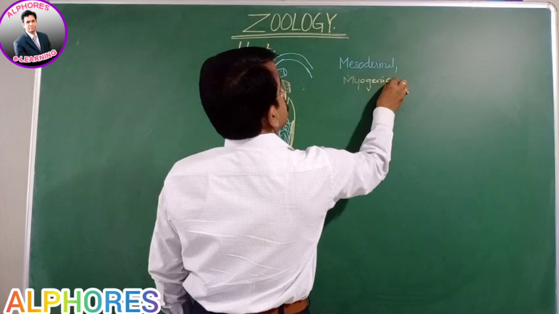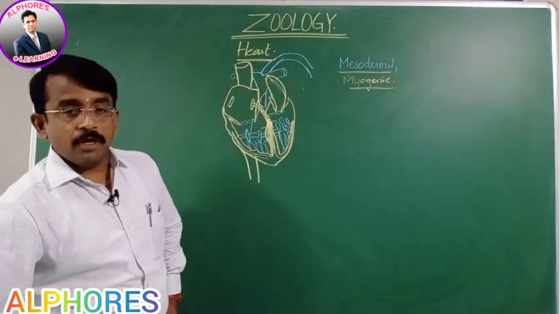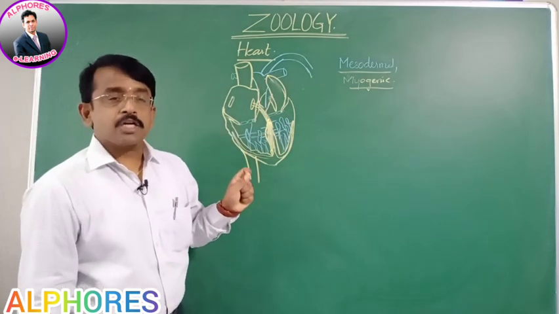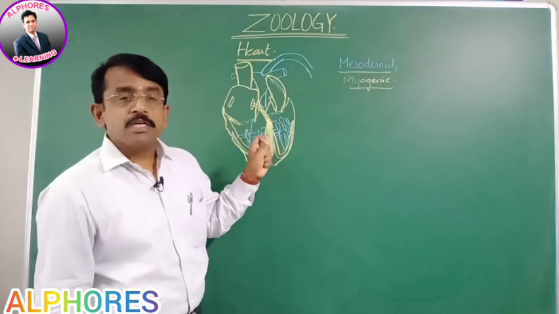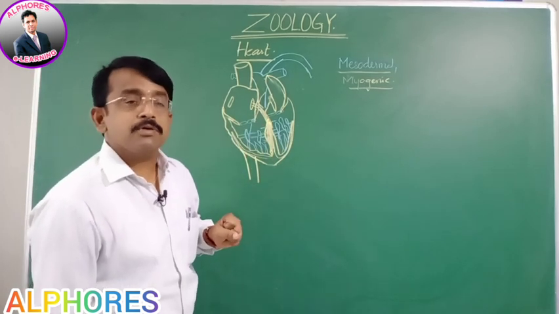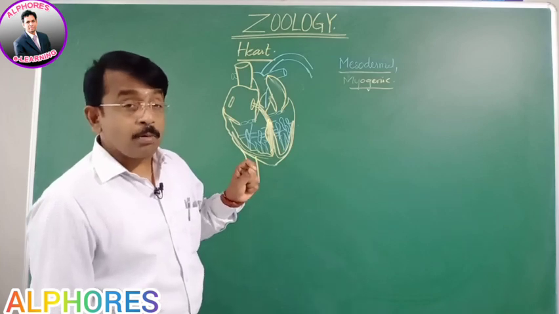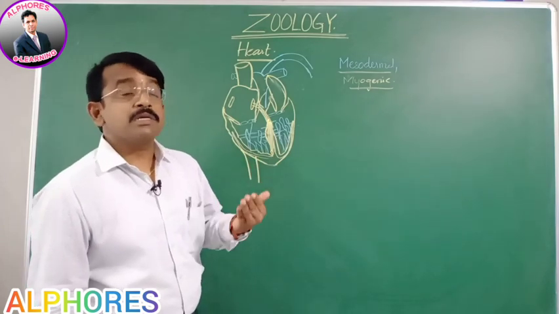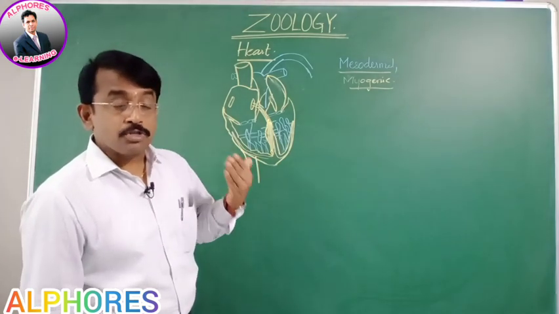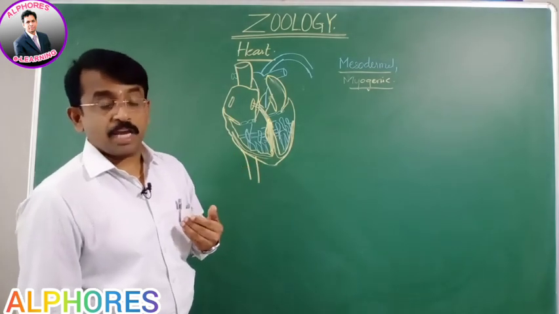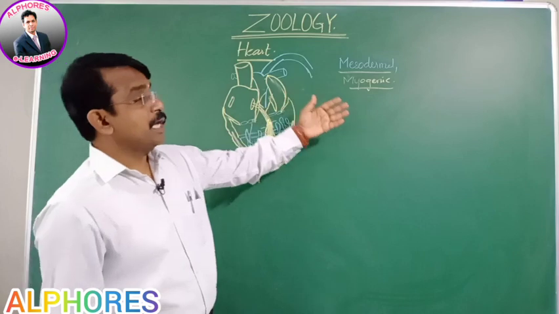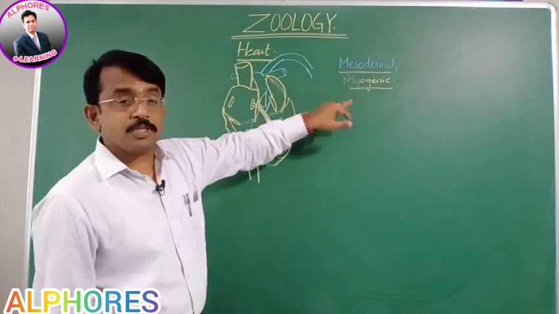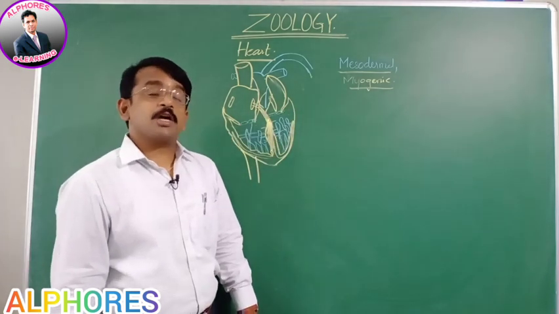We have already discussed that the human heart is muscular. That is, the action potentials are generated by specialized muscle cells, the cardiomyocytes. It does not require any external stimuli from outside, whereas all other body parts require stimuli from the nervous system. But the human heart is myogenic, as it has specialized muscle cells which generate the action potential.